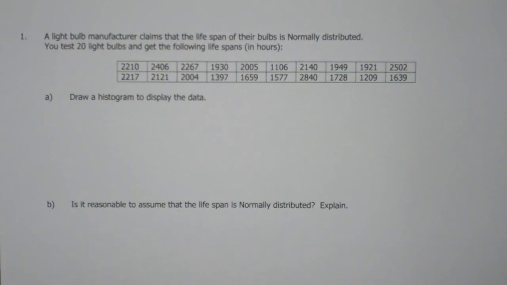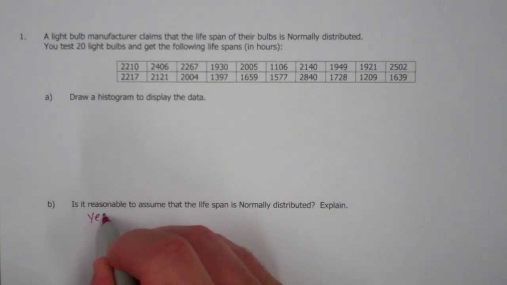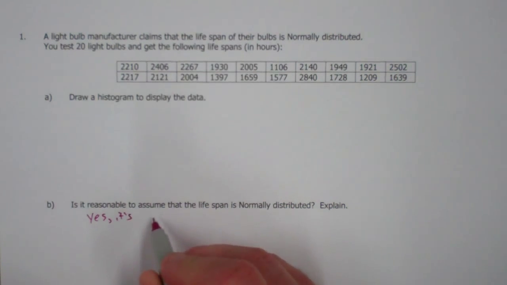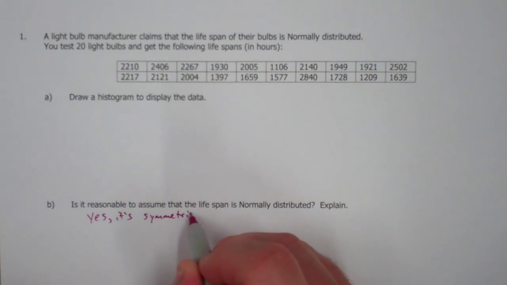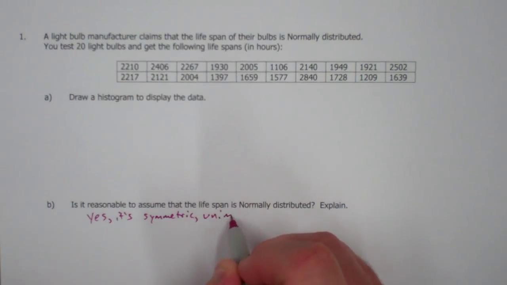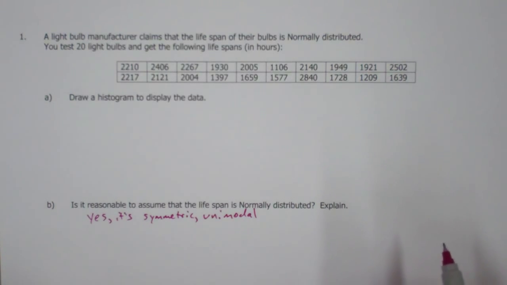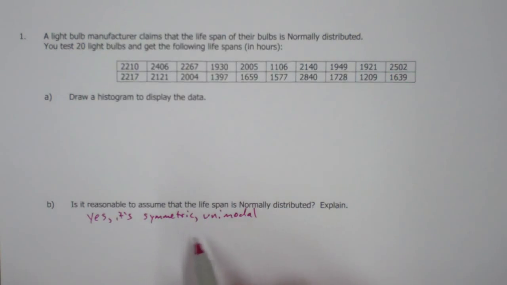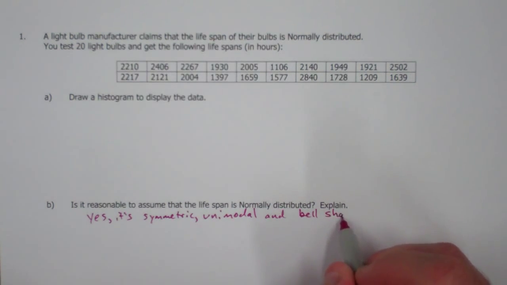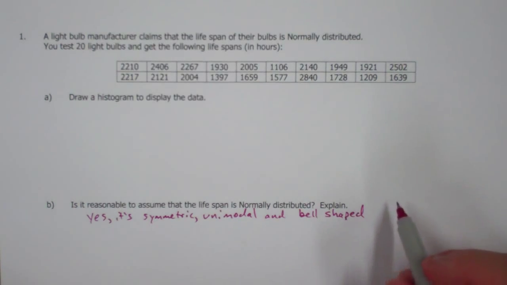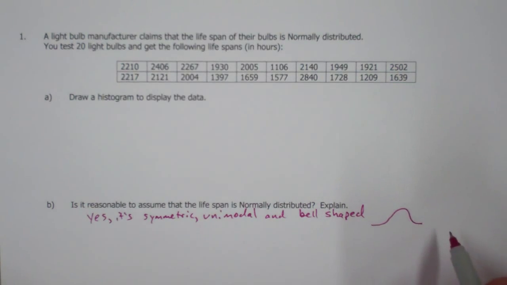So what we can do is write that down here. Is it reasonable to assume that the lifespan is normally distributed? We can say yes. It, meaning the histogram and the data, is symmetric, unimodal, so there's only one hump or bump, and there's not 2 or more. And bell-shaped. We want to make sure that the data is approximately bell-shaped. It has kind of that curve to it right there.